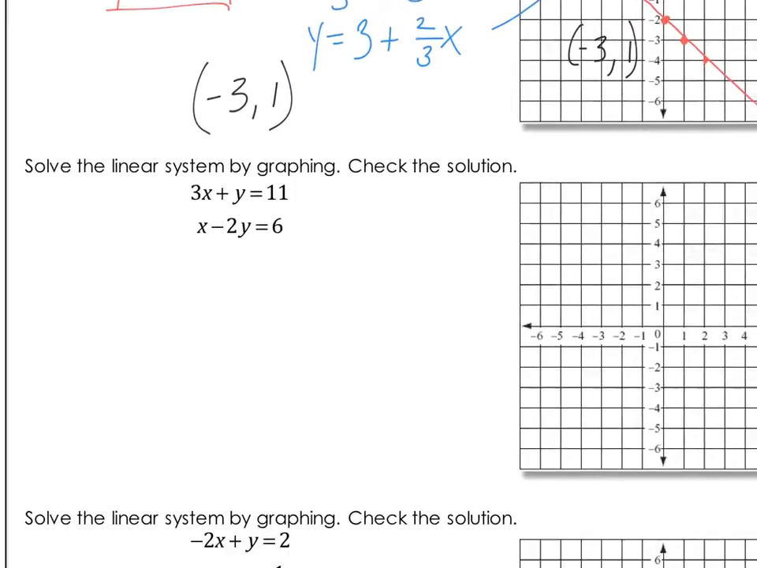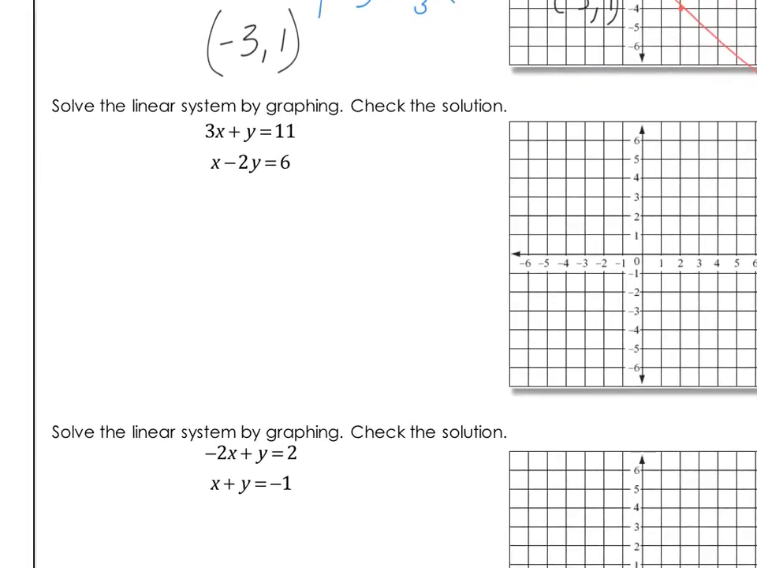Okay, let's graph this next one here. Again, neither of these are in graphing form, so I'll take care of 3x plus y equals 11. Only thing I need to do really is just move 3x over. It's a positive 3x, so we're going to subtract 3x. So now it's y equals 11 minus 3x.